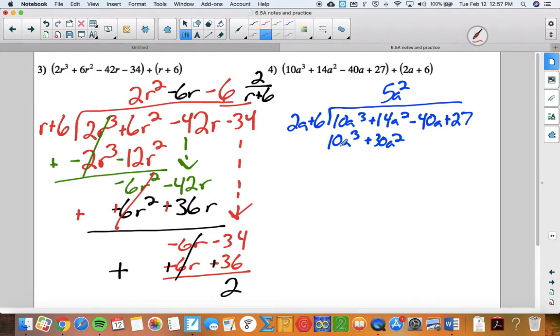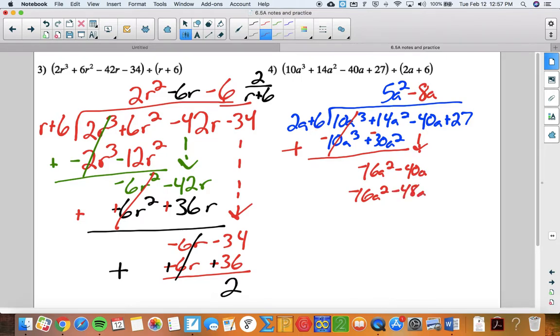Take the opposites of these signs because we are going to be subtracting them, which is the same as adding the opposite. So we add the opposites instead. This gets eliminated. This becomes negative 16a squared. Bring down the next term, which is negative 40a. Stay at the start. How many times does 2a go into negative 16a squared? That'd be a negative 8a. That gives you negative 16a squared when you multiply negative 8a with 2a. But then also we'll multiply the negative 8a with the 6, which is negative 48a.